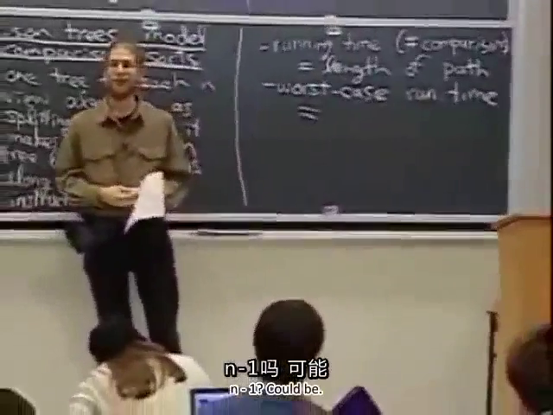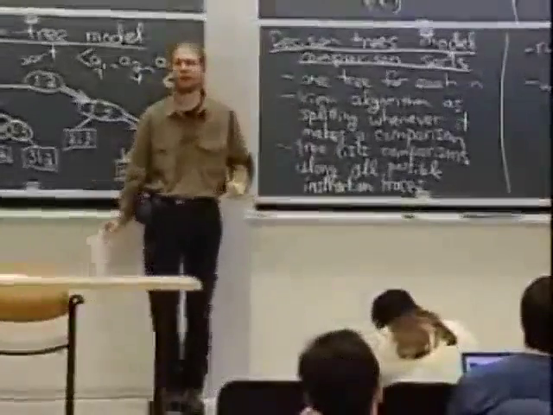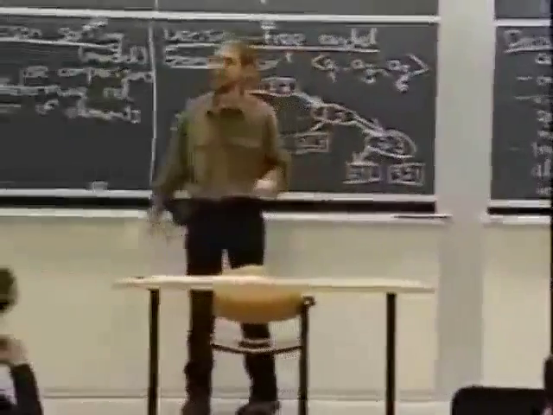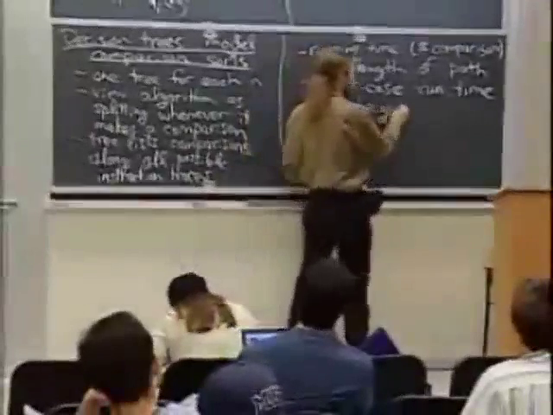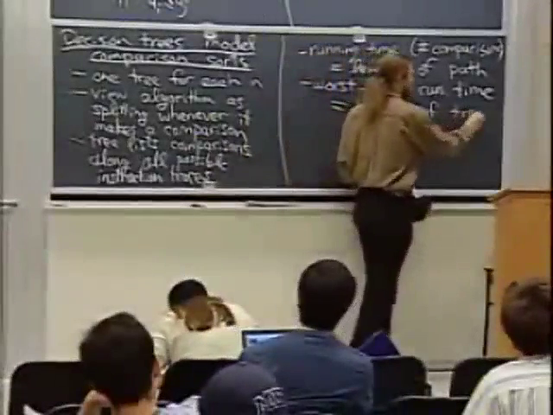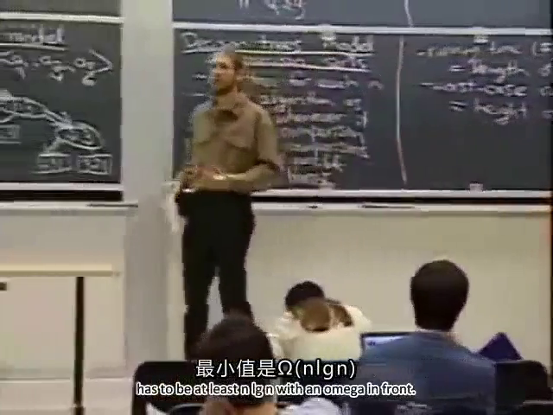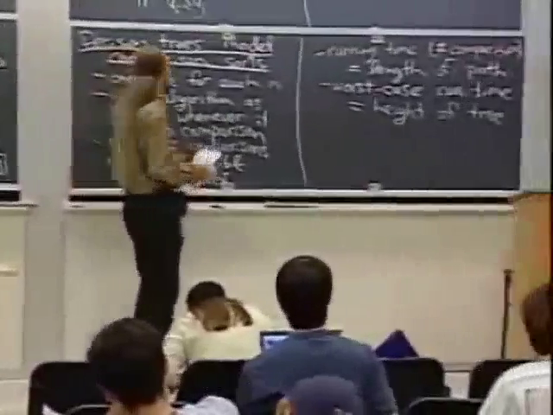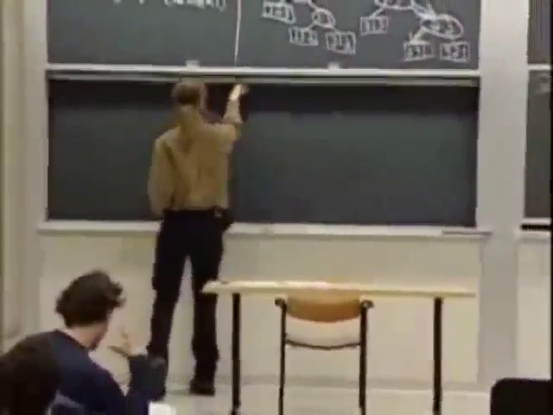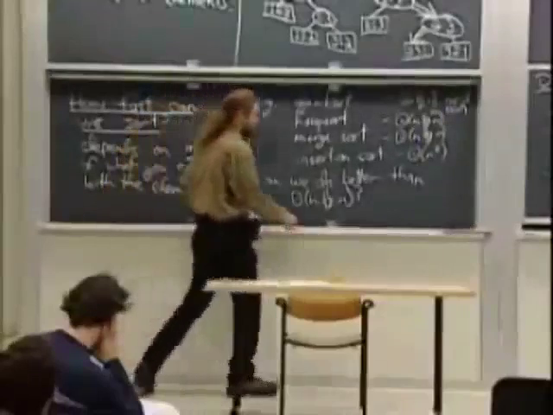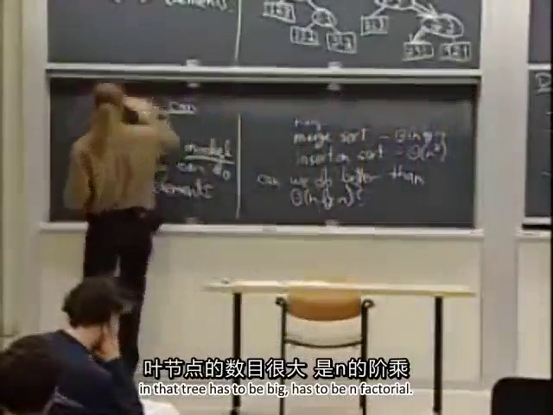n minus 1. Could be. Depends on the decision tree. But as a function of the decision tree, the longest path, right, which is called the height of the tree. Okay, so this is what we want to measure. We want to claim that the height of the tree has to be at least n log n, with an omega in front. So that's what we'll prove. And the only thing we're going to use is that the number of leaves in that tree has to be big, has to be n factorial.